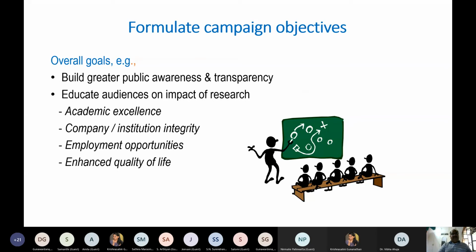So first of all, as I said in my previous slide, the first responsibility of the team conducting the experiment and wanting to see the GM technology through is to construct and formulate its campaign objectives. The overall goals could differ from one technology to another, but nevertheless the basic principle of campaign objectives will remain like this. We need to build greater public awareness and transparency. Please do remember, there is nothing to be hidden, nothing to be feared, nothing to be worried about.